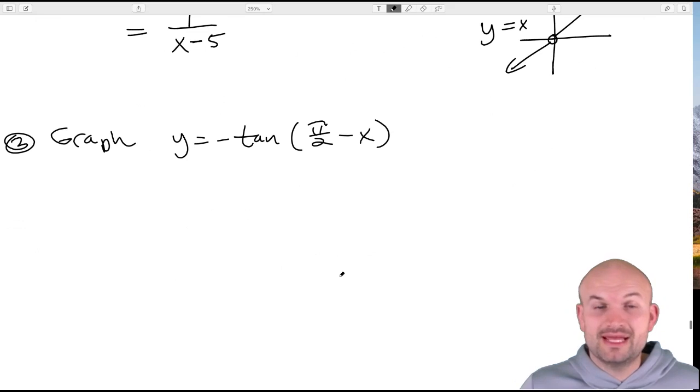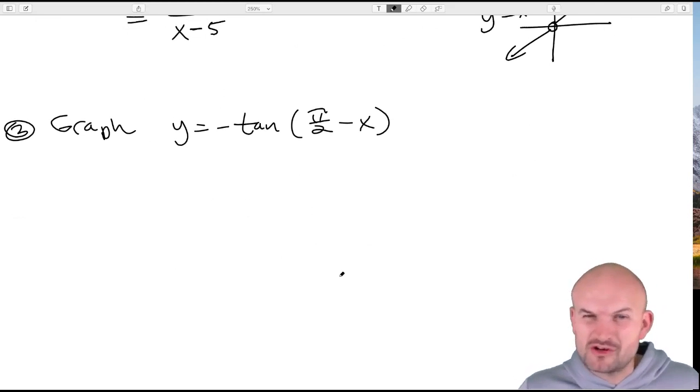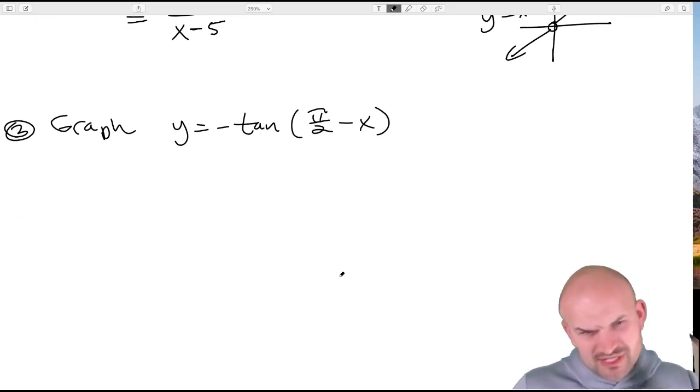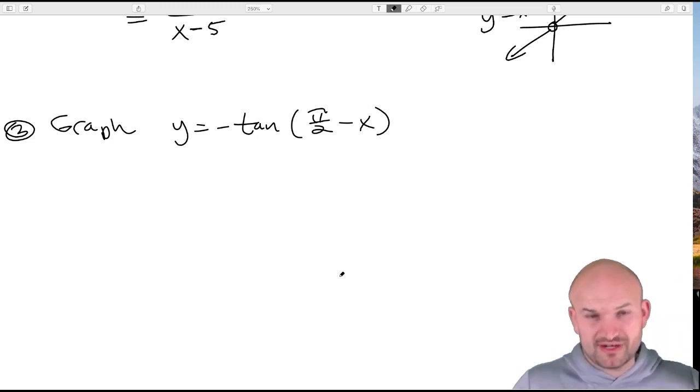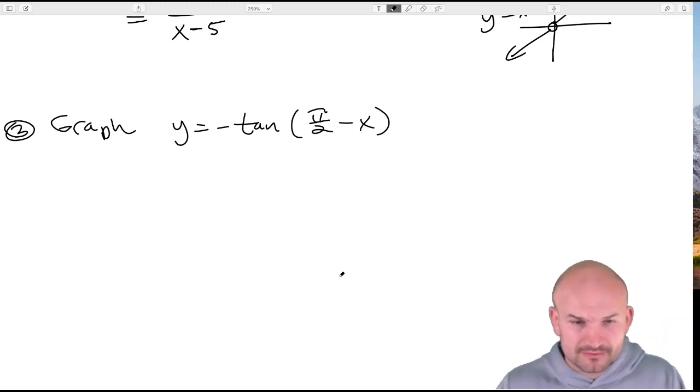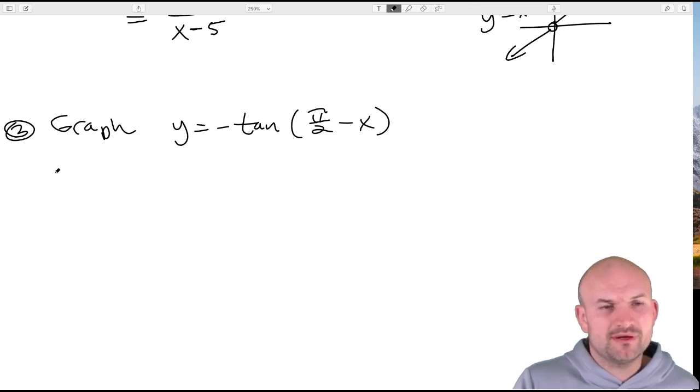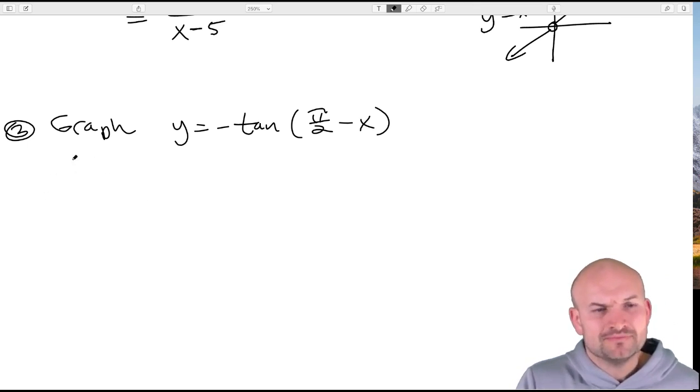All right, question number 3 was graphing a trigonometric function. I've graphed a lot of sine for some reason in the past, so I just figured I would do a little tangent one. So just remember, when you're doing tangent, a couple things.